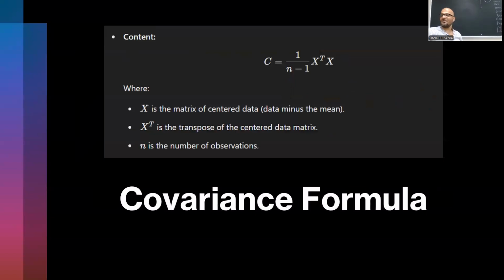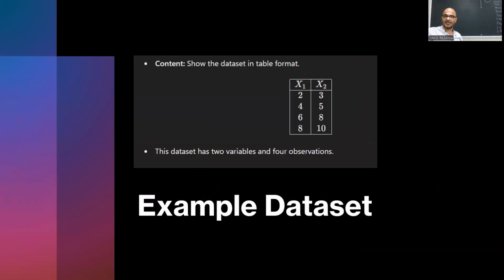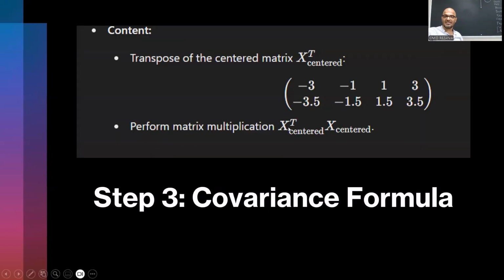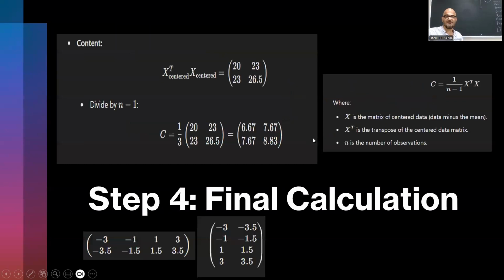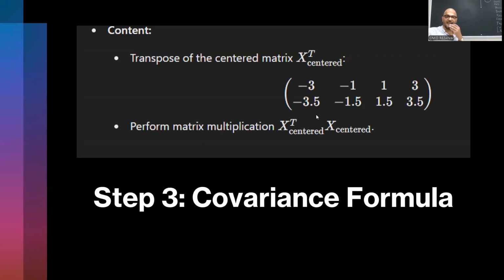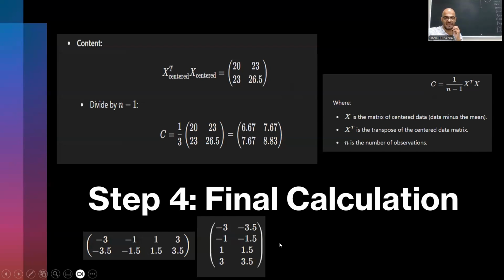Now, look back to the formula which we had over there. The covariance was what? It is the transpose of the centered matrix multiplied by the centered matrix, times 1 over n minus 1. What I'm going to do is multiply the centered transpose matrix by the centered matrix itself. Now, if we do that, I have this one here. Look at the step 4 formula.